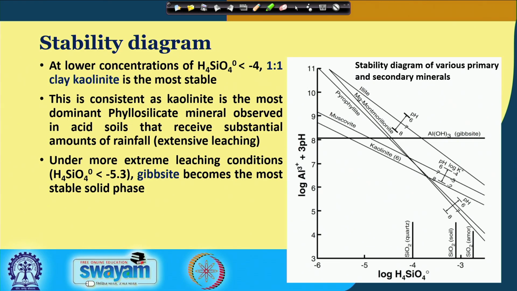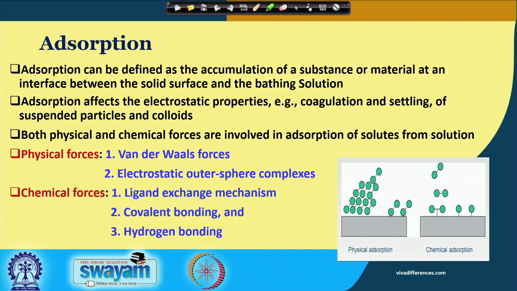see kaolinite. In the earlier stages of weathering, we will see illite, and in the intermediate stages of weathering, we will see montmorillonite. Now, we will go through adsorption.